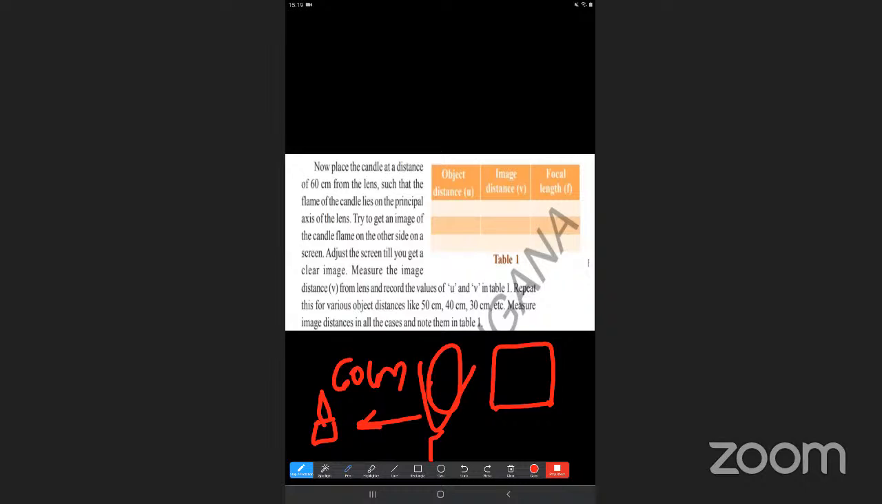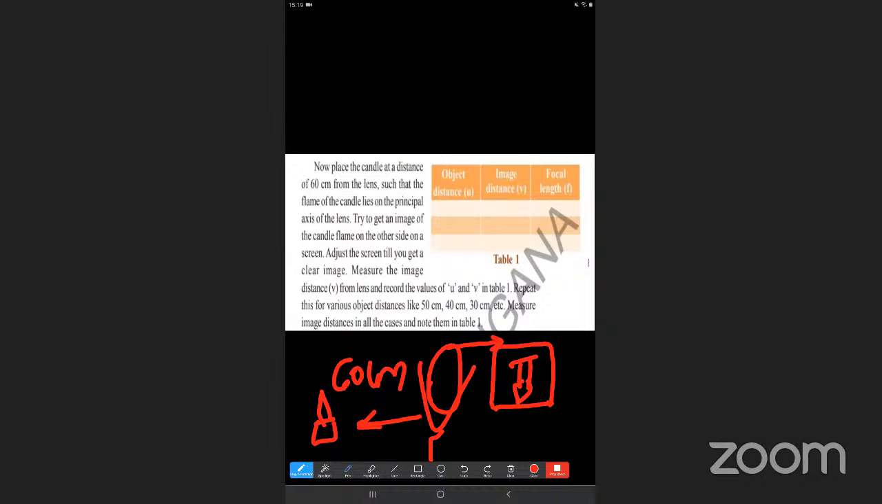So now measure the distance from lens to the image. Now we know the object distance, right? So that is 60 centimeters from the lens, the object distance. Now we have to measure the image distance where it is on the principal axis. Yes, we have to record all the observations in the given table.